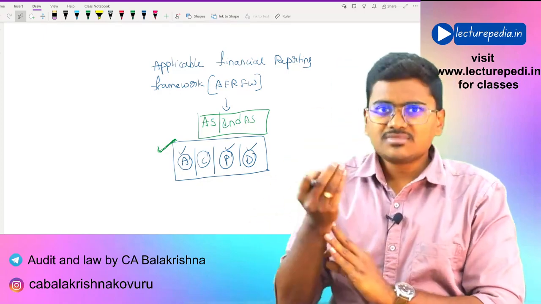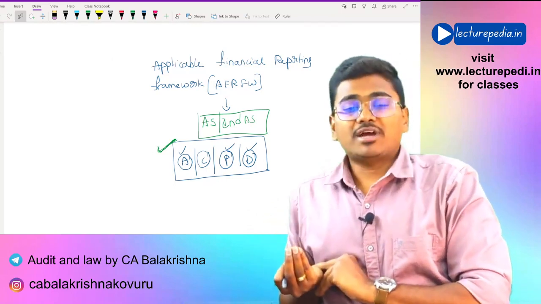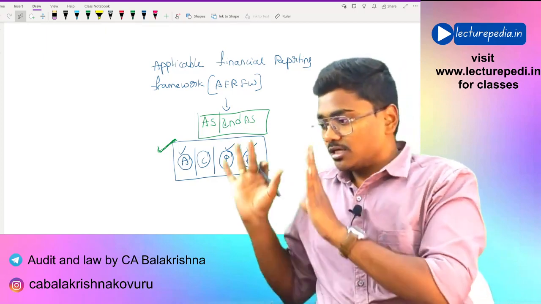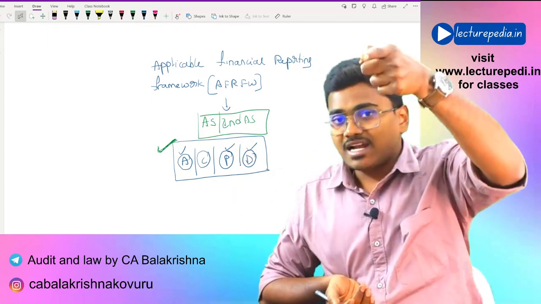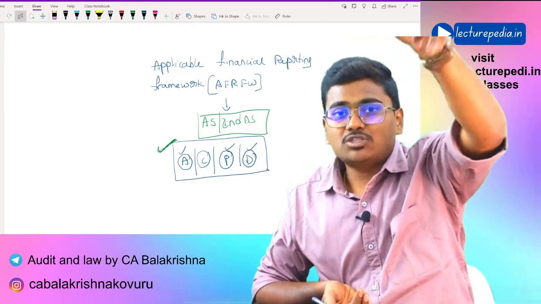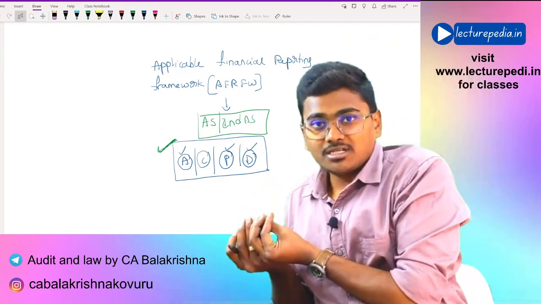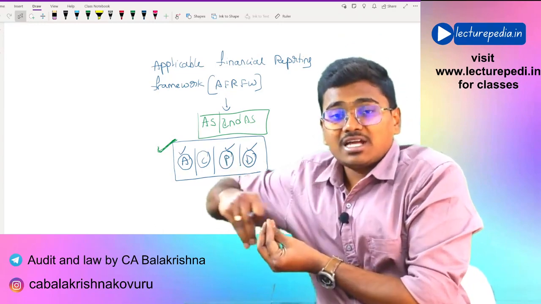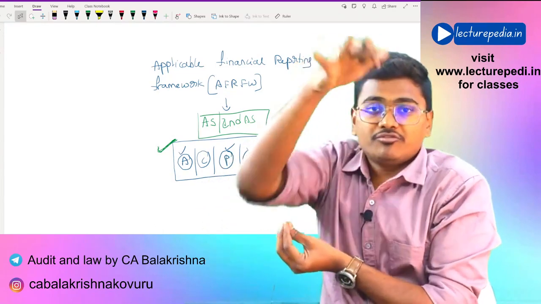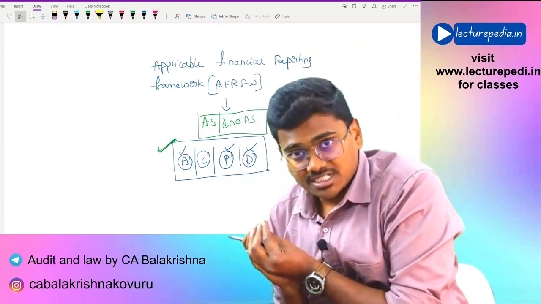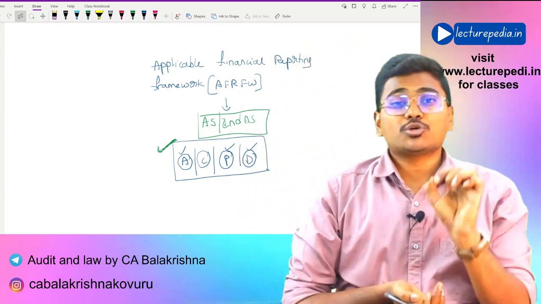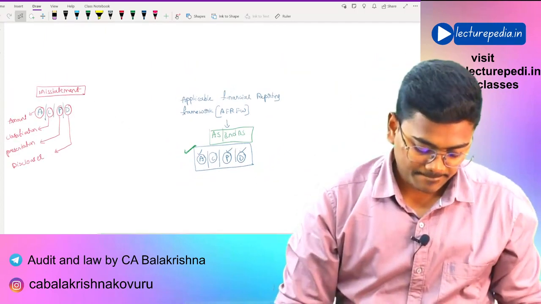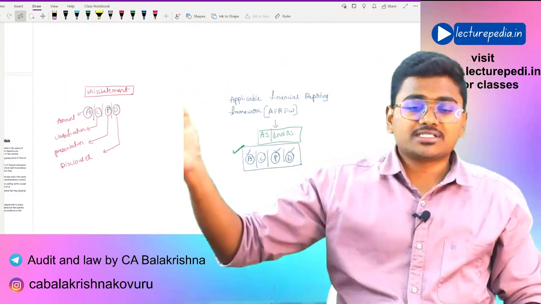Let's say management has not valued the inventory at cost or NRV, whichever is lower. It has just booked the inventory at cost, but the standard says cost or NRV, whichever is lower. So here there is a misstatement, because the amount presented is not as per the requirement of the applicable financial reporting framework. So there is a misstatement in the financial statement. So this is the definition of misstatement. Hope this is clear. In the same way, classification, presentation, disclosure.